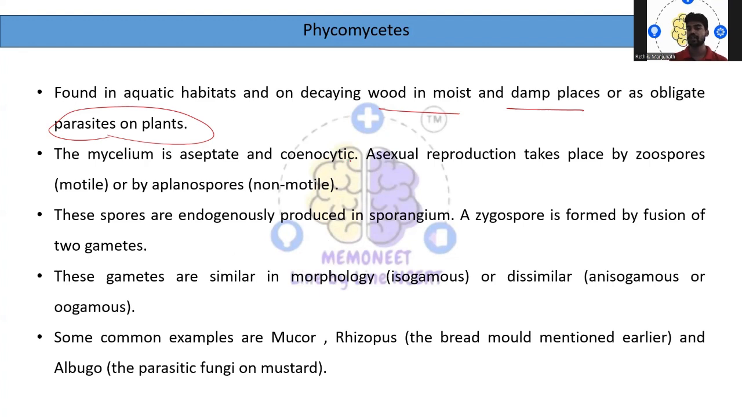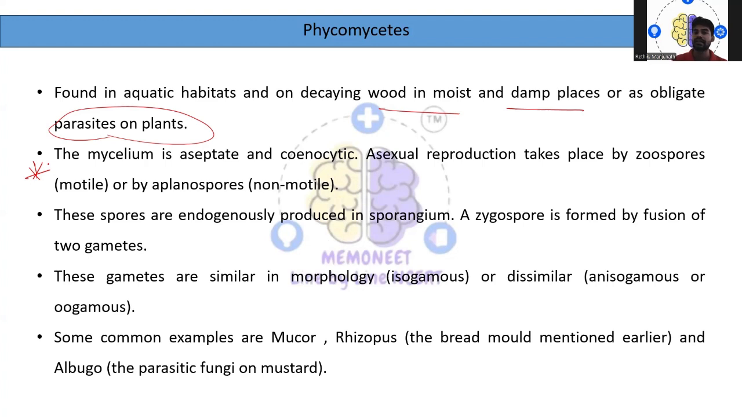coenocytic. Asexual reproduction takes place by zoospores, which are motile in nature, or by non-motile aplanospores. Okay, so these spores, this is again very important, are endogenously produced in the sporangium. And zygospores are formed by the fusion of two gametes, that is male and female gametes.